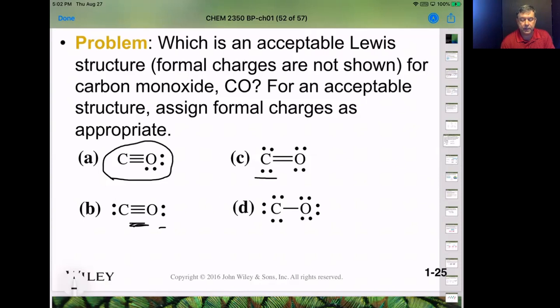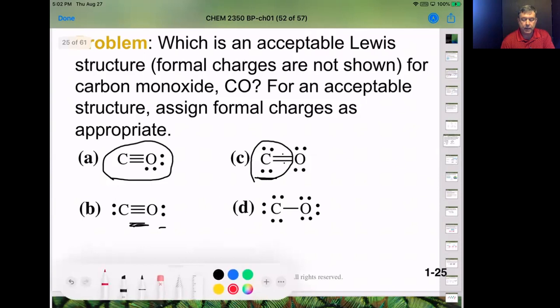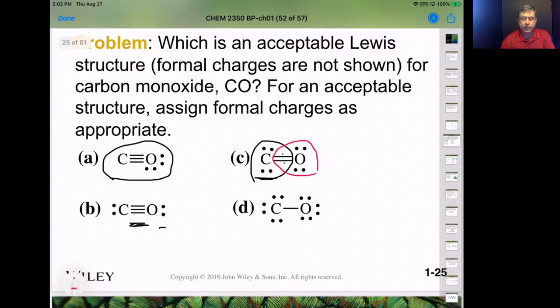So let's look at this one right here. We have 1, 2, 3, 4, 5. Ooh, this has 8 electrons around carbon, and oxygen has 8 electrons around it. So let's calculate formal charge on this and see what we see. We know that CO is a neutral species, so the charges either have to be equal and opposite or no charge at all. So let's do the calculation.